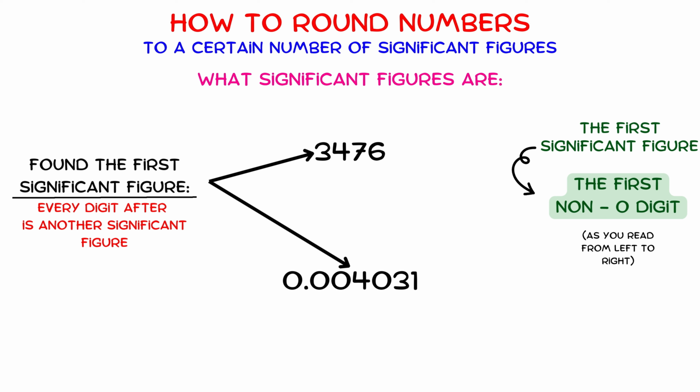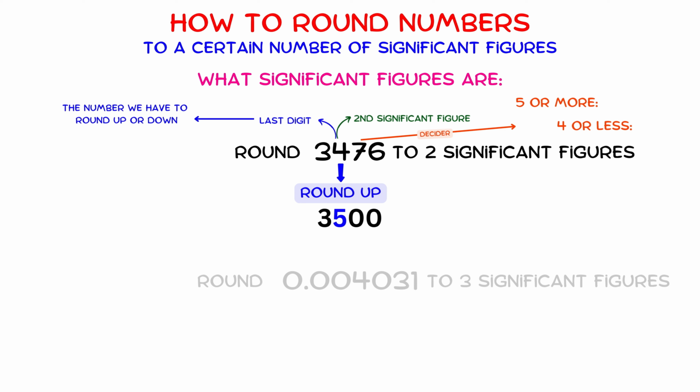Now, because we rounded it, we change these last two digits to zeros and finish by writing in the 3 in front, giving us 3500 as our answer. Another way of thinking about it is that because our last digit was in the hundreds column, we just round the whole number to the nearest hundred. So, 3476 becomes 3500.